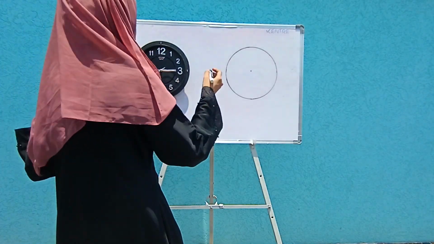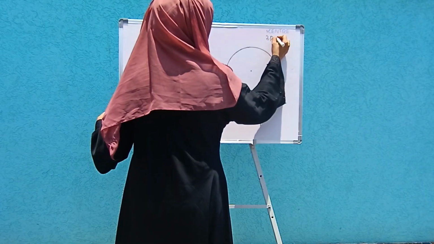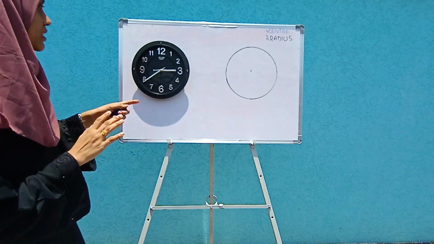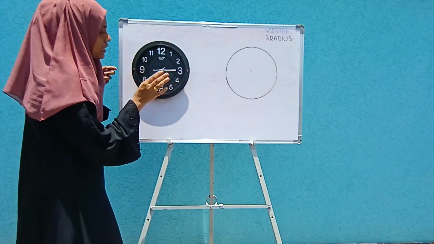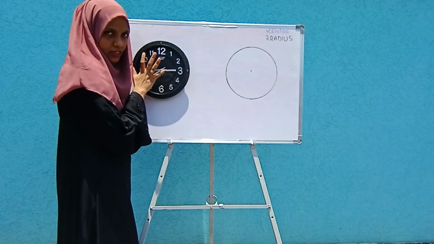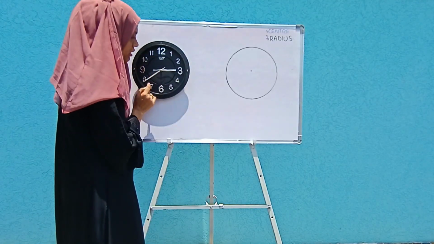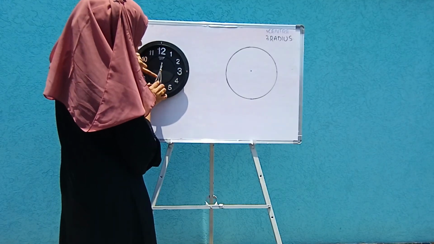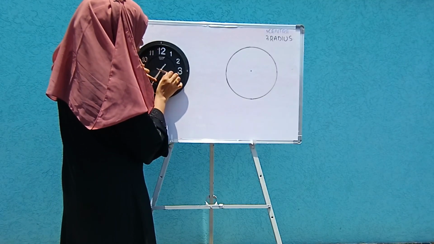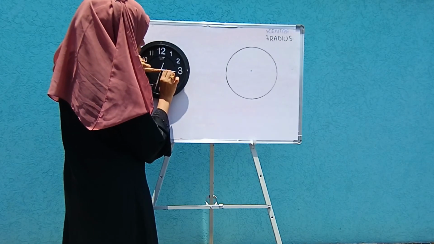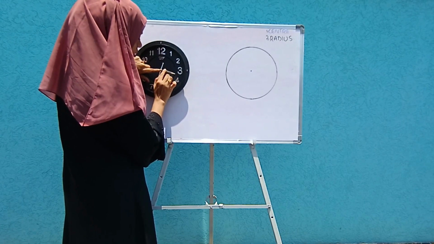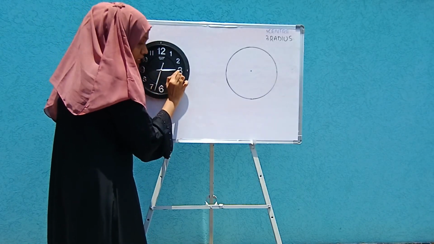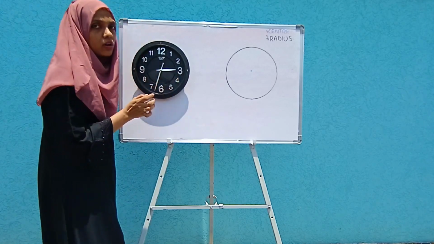So what's the next part we have? Radius. So what's the radius? Let's observe here. We know what the center is, right? The tiny part on the clock is called the center. And now let's move to the radius. So from the same center, let's remove all this. If I take the hour hand from the center, which is pointing towards 3, this line is called the radius.